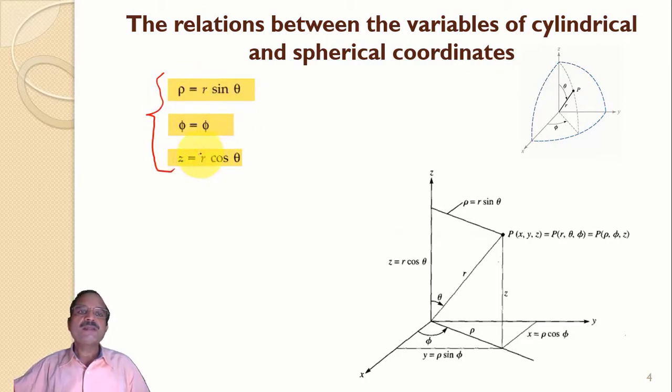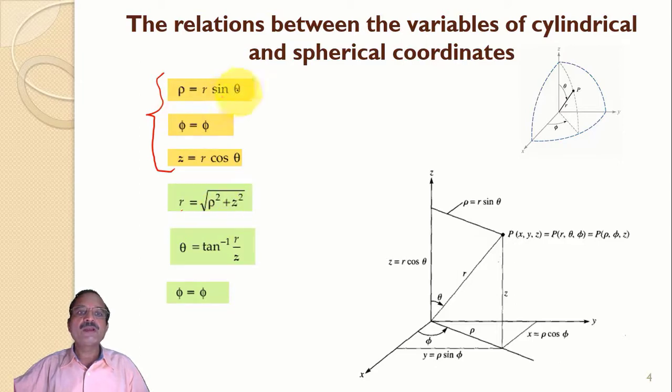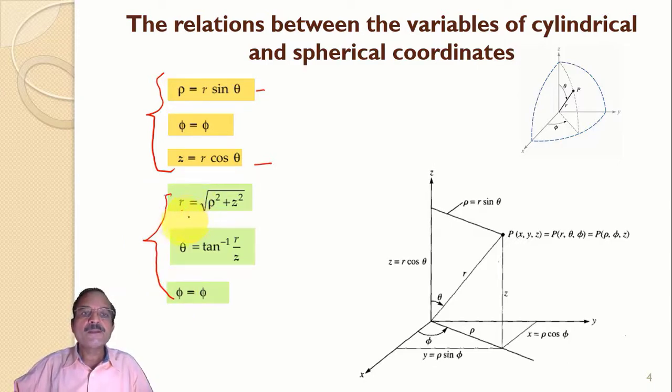These same equations can be rearranged to get r, theta and phi in terms of rho, phi, z. So r is equal to square root of rho square plus z square, using these two equations. Similarly, theta is equal to tan inverse of rho by z, using this equation, and phi is equal to phi. So these are the equations using which you can find the spherical coordinates r, theta, phi in terms of cylindrical coordinates rho, phi and z.